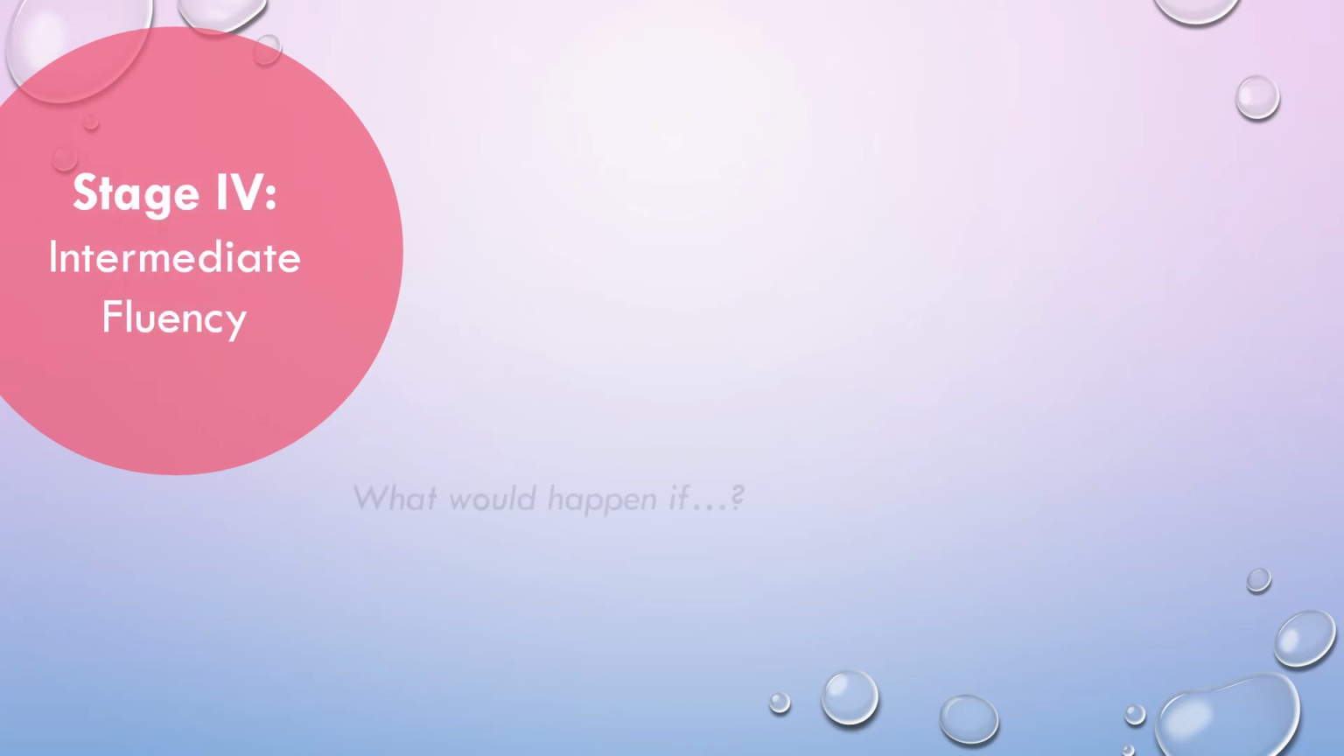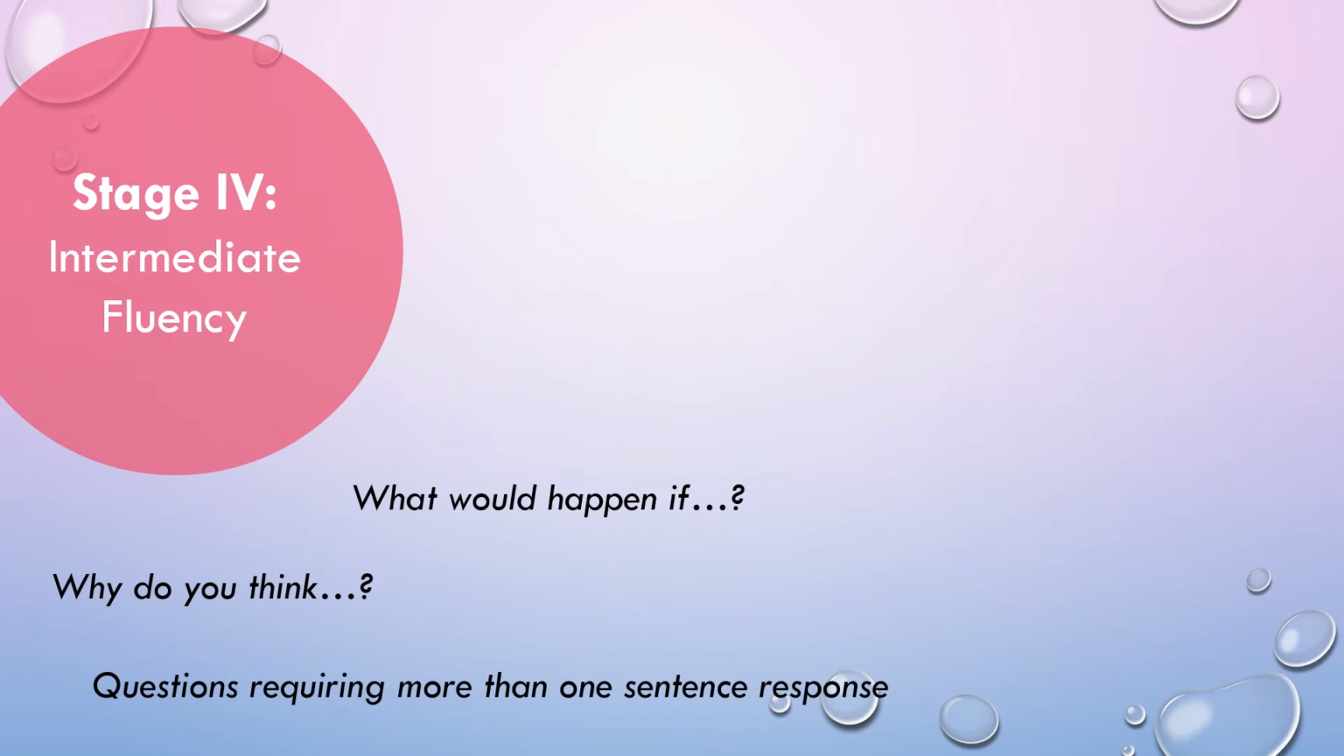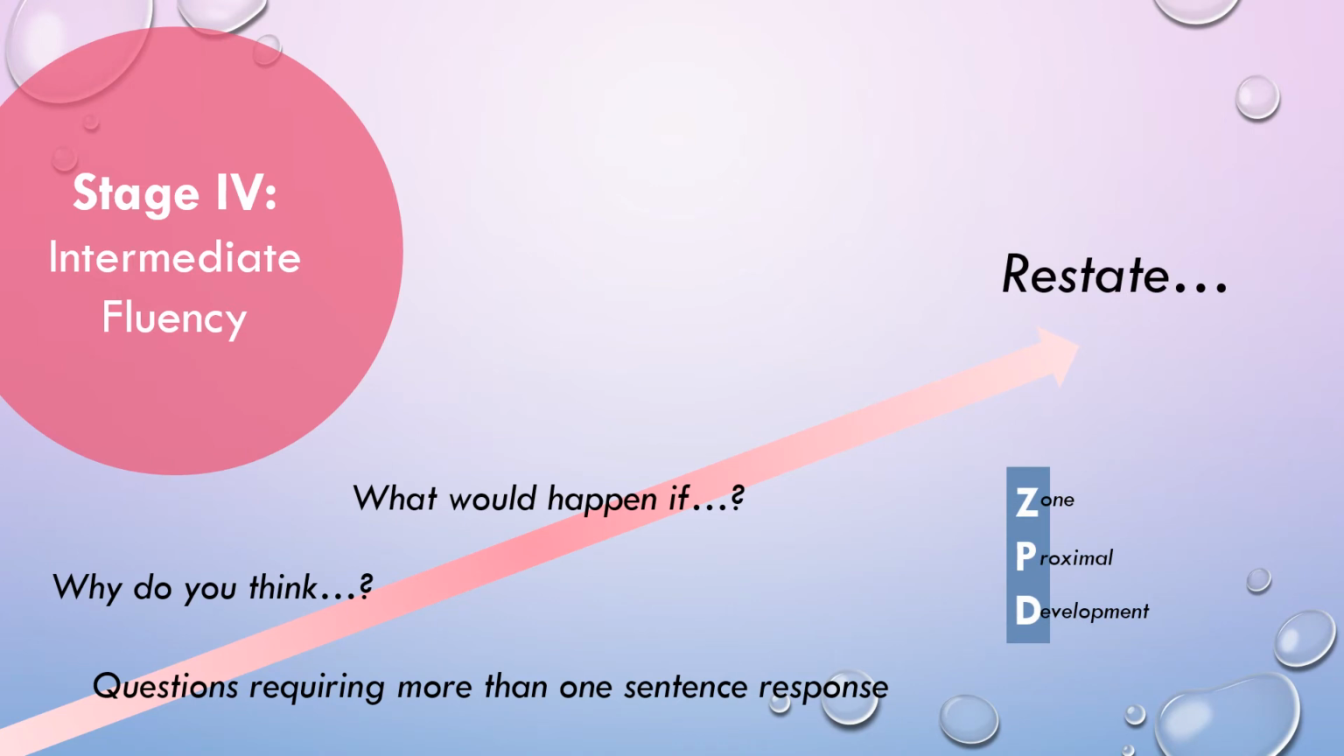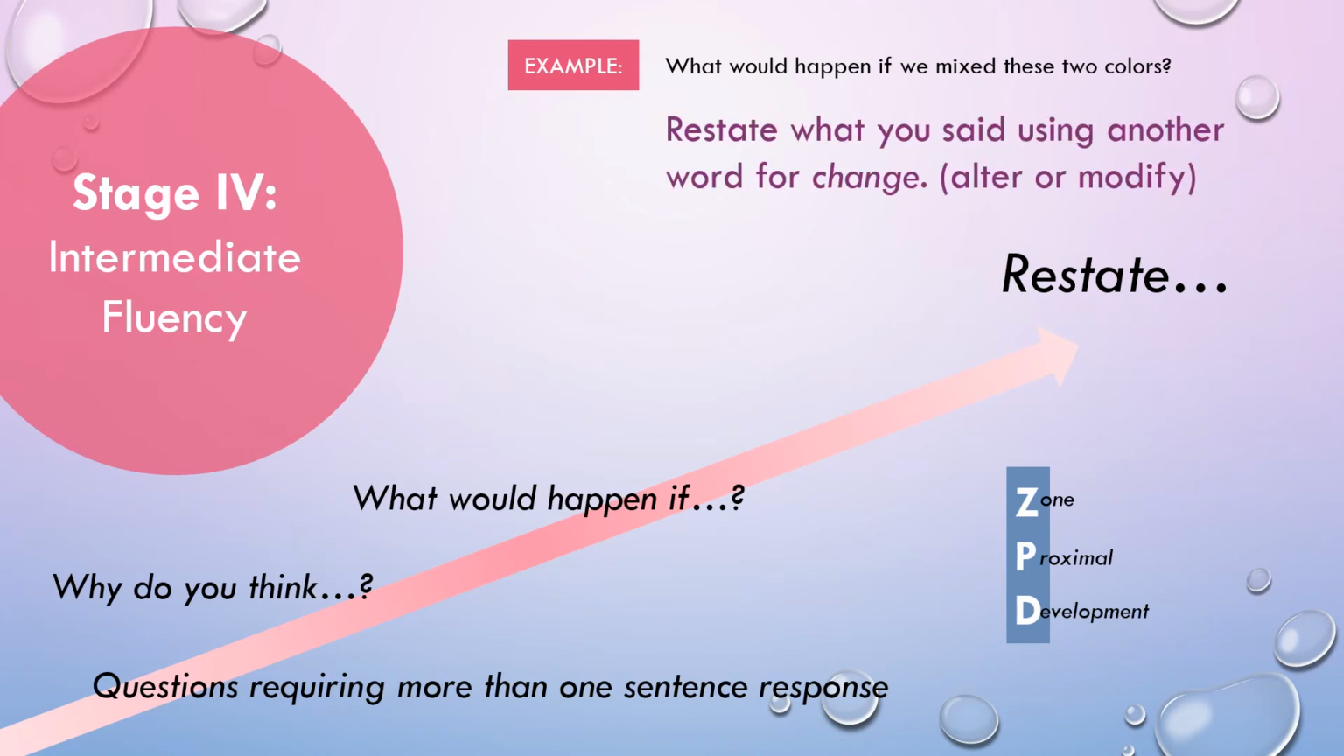In stage 4, intermediate fluency, we can ask questions like, what would happen if, why do you think, or questions that require more than one sentence response. For example, what would happen if we mix these two colors? The student could possibly provide a response where he or she states that it would change to another color. The teacher can challenge the student by asking him or her to restate what they said by using a higher level vocabulary word such as alter or modify.